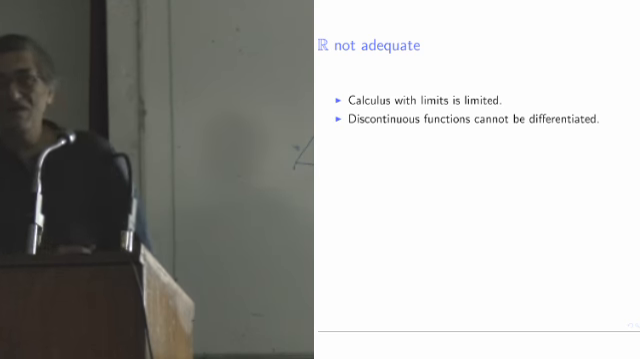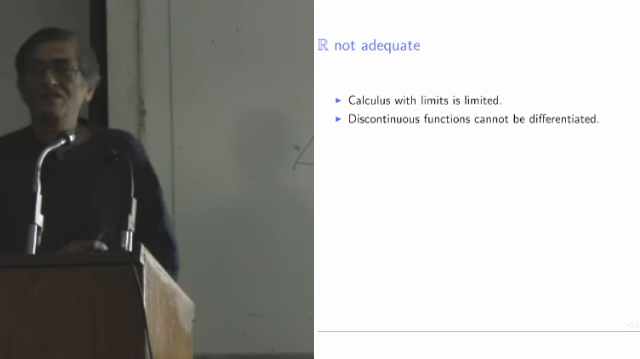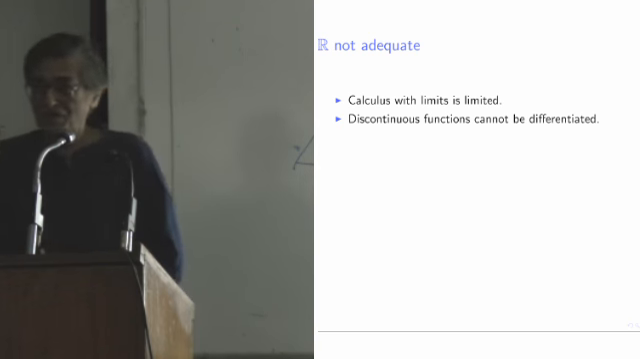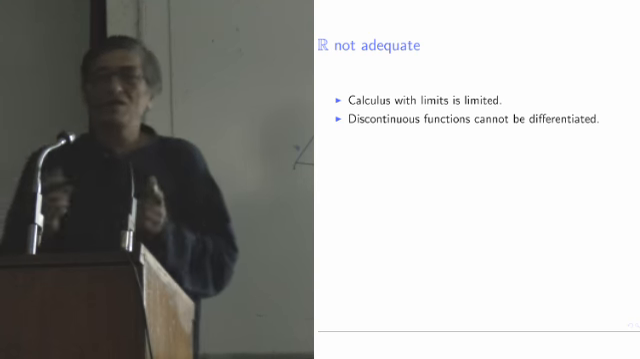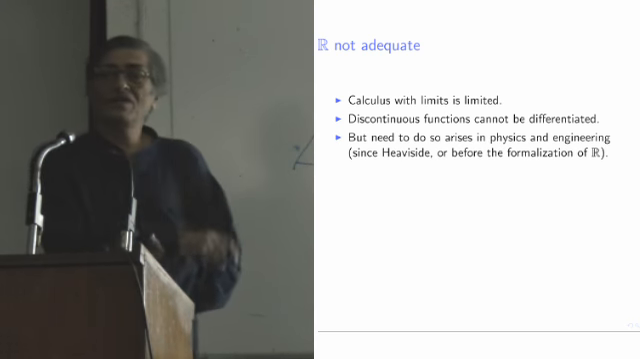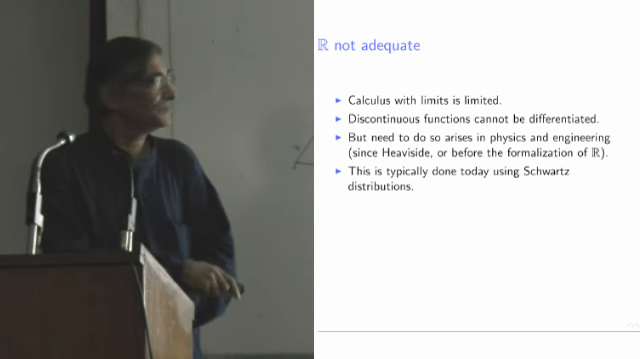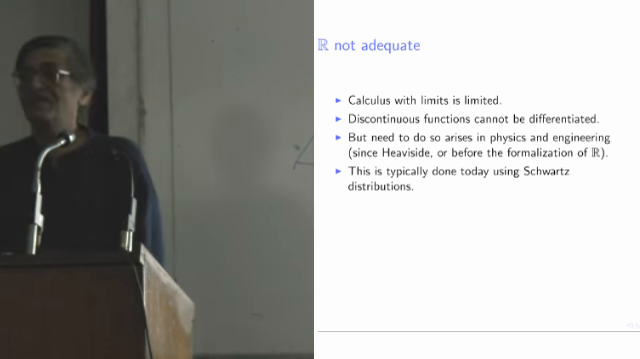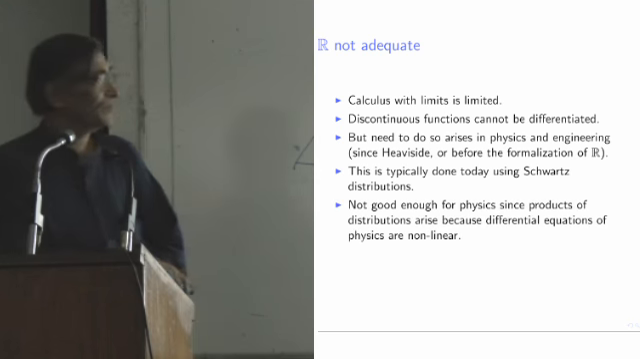You must have learned every differentiable function is continuous. Therefore, a discontinuous function cannot be differentiated. But even before the calculus was formalized, with the formalization of real numbers and set theory in the 1930s, they were differentiating discontinuous functions. Heaviside was doing it, Dirac was doing it. Today it is done using the Schwartz theory of distributions. But that theory is not good enough.